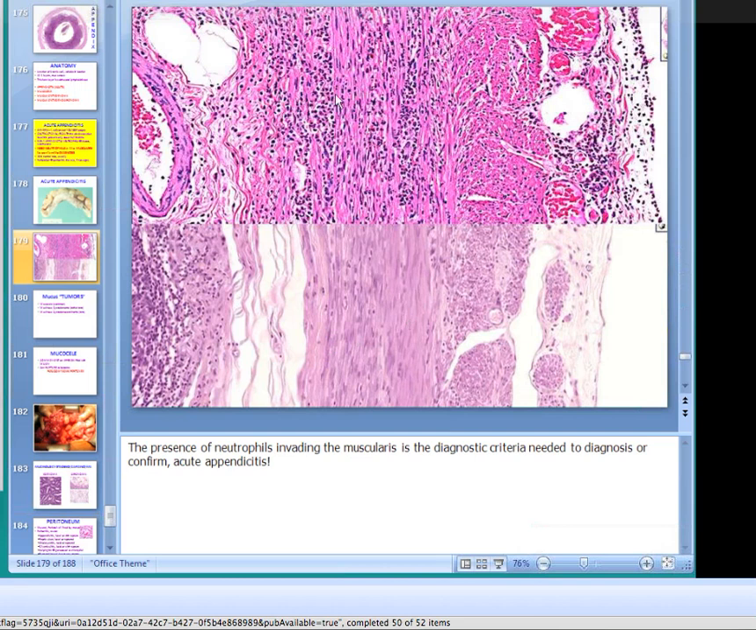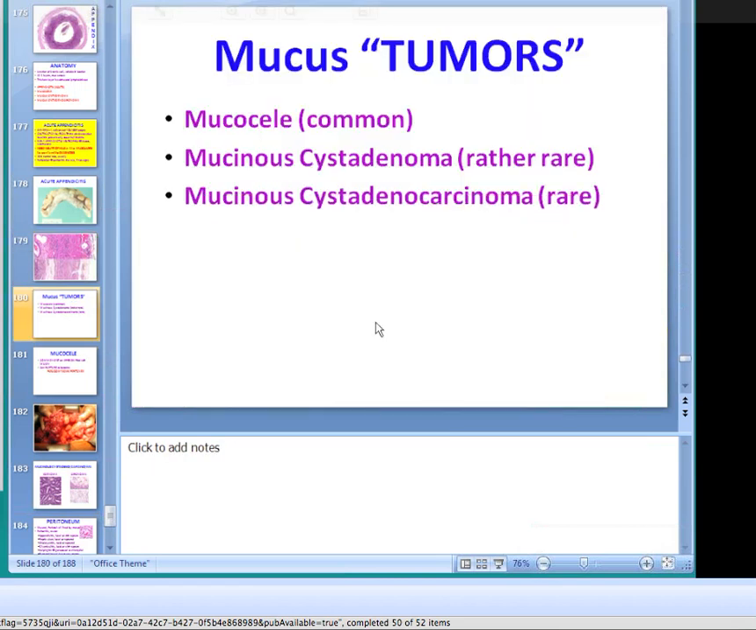And there you go. There's your smooth muscle layer. There's a normal appendix on the bottom. All you see are nuclei of smooth muscle cells. On the top, you see nuclei of smooth muscle cells, but they're infiltrated by neutrophils.